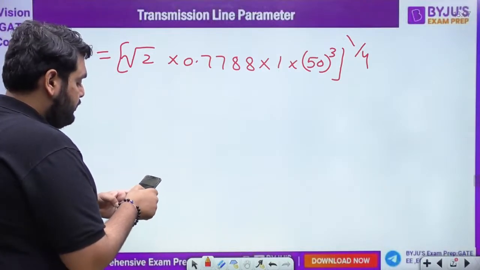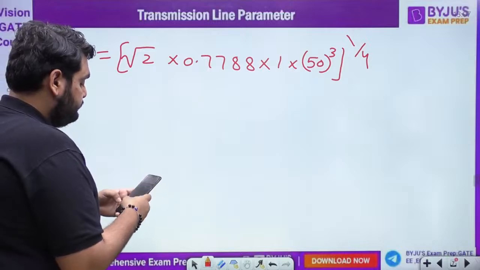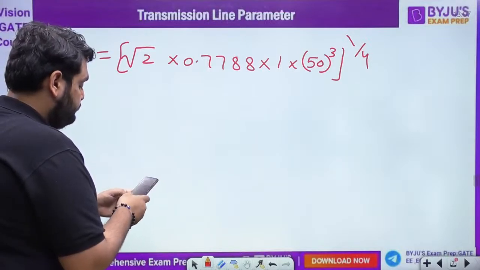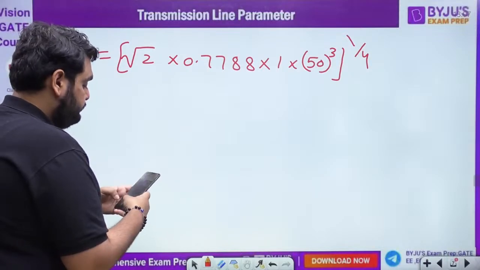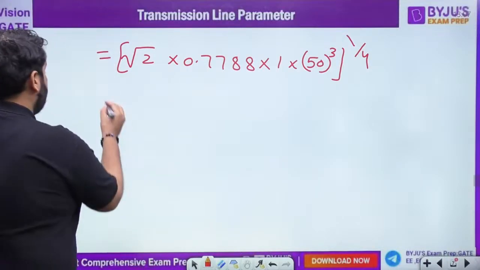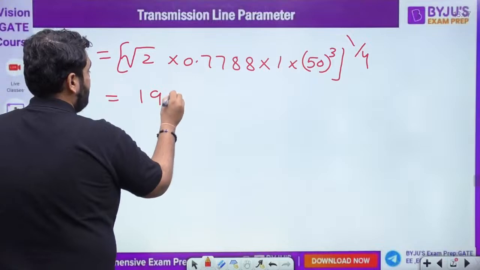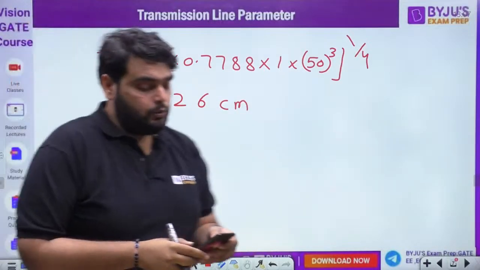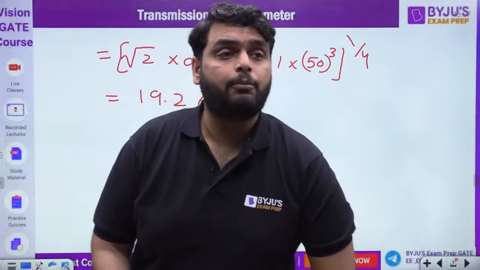Into 50 raised to power cube, raised to power 1 by 4. So it comes out to be 19.26 centimeter. It comes out to be 19.26 centimeter. Understand this point? Yes or no?